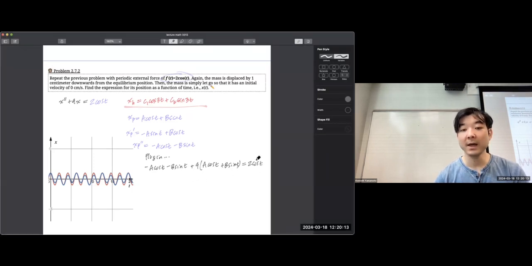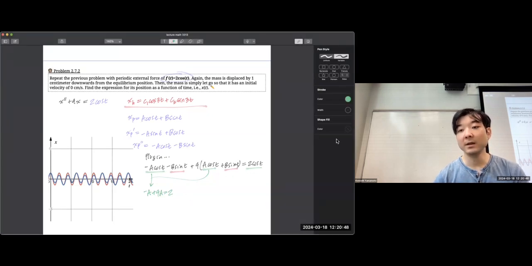So I'll just say that I want my cosine terms, this one right here and this one right here, to match with that. And then all my sine terms, which are this and this, have to vanish. So basically, I can just look at these two together. It's going to say that negative a, I'm going to distribute the 9 on this, plus 9a has to equal 2. Okay, that's the cosine terms matching.